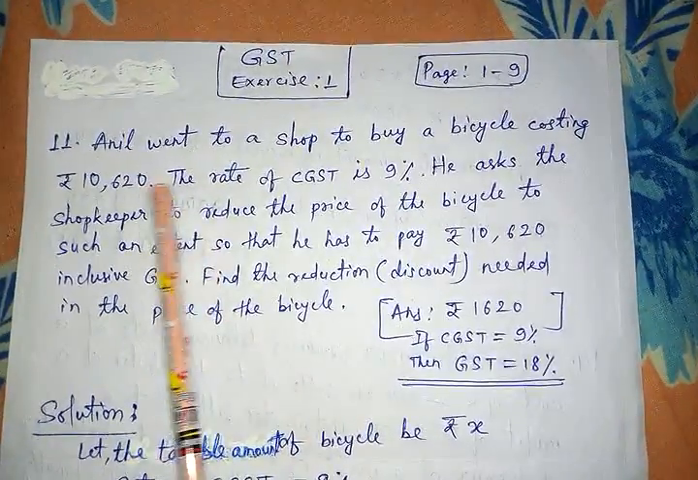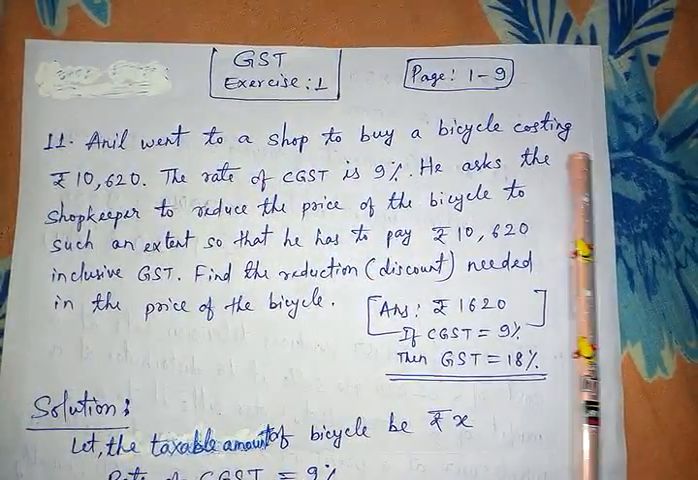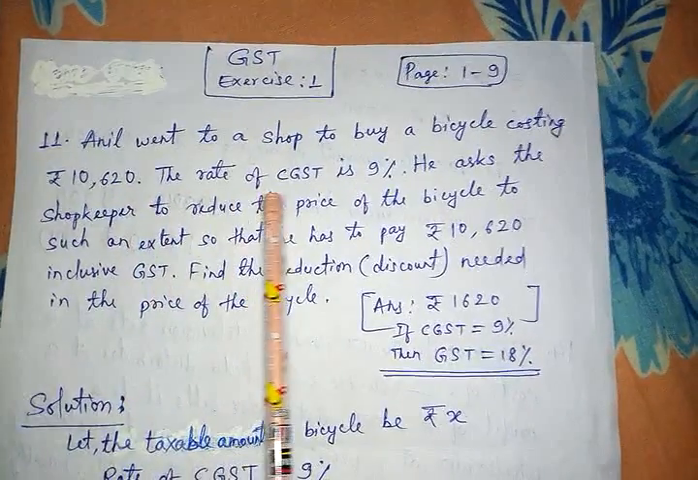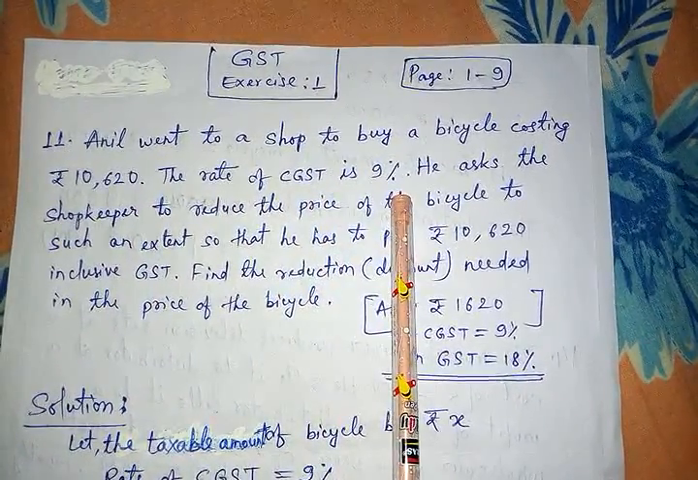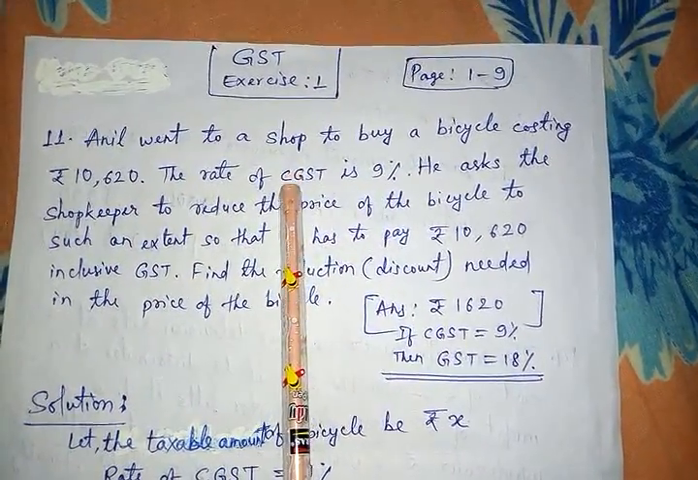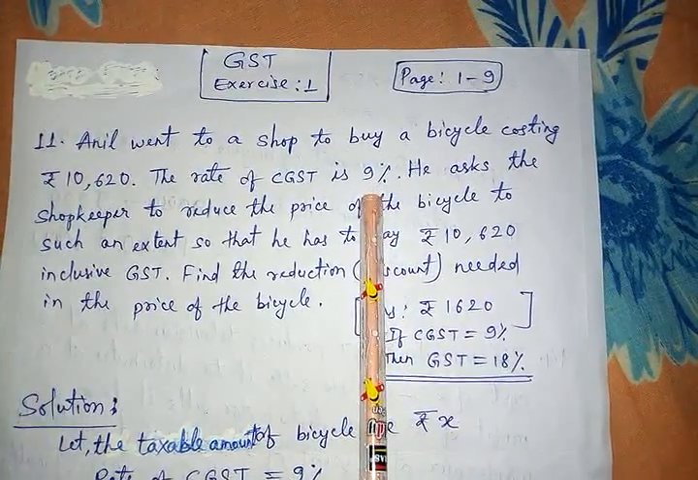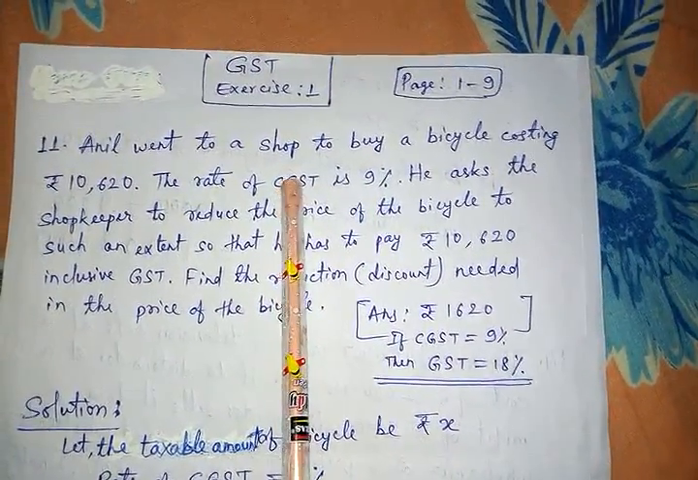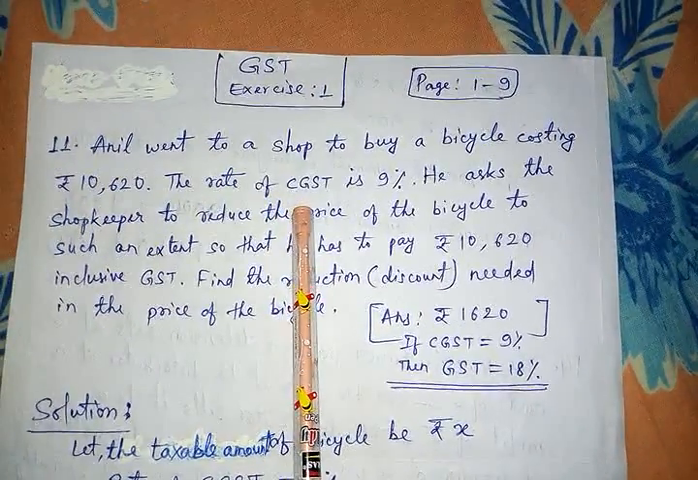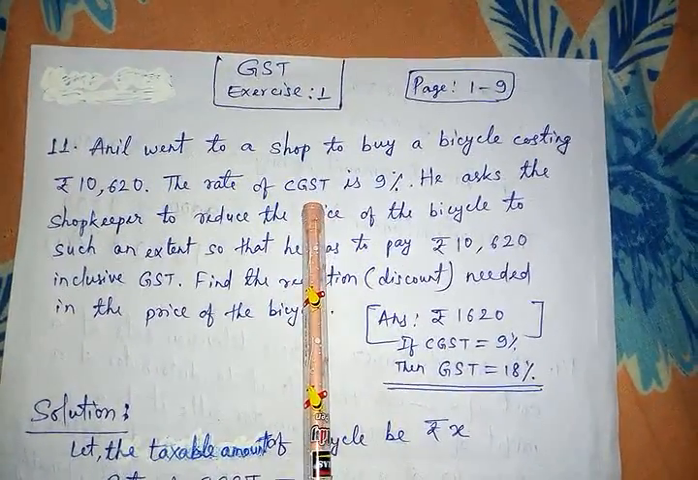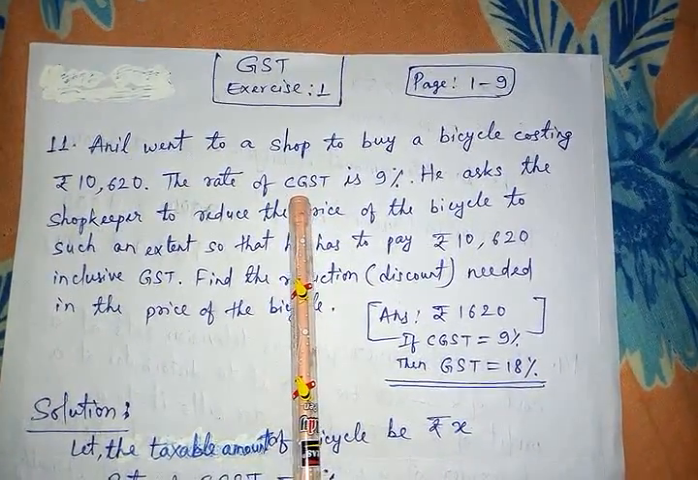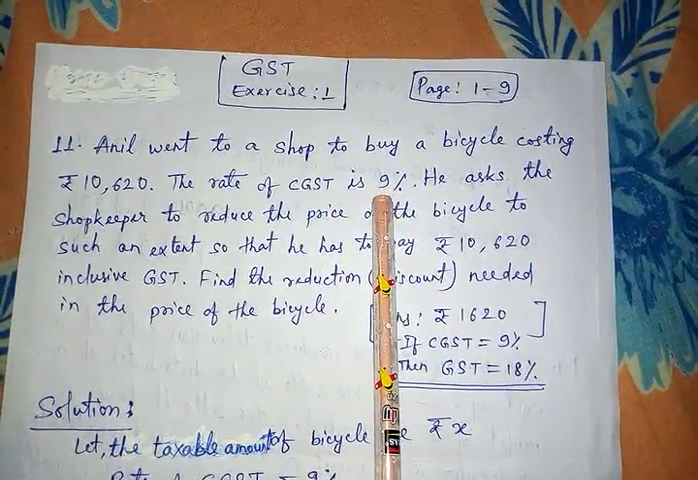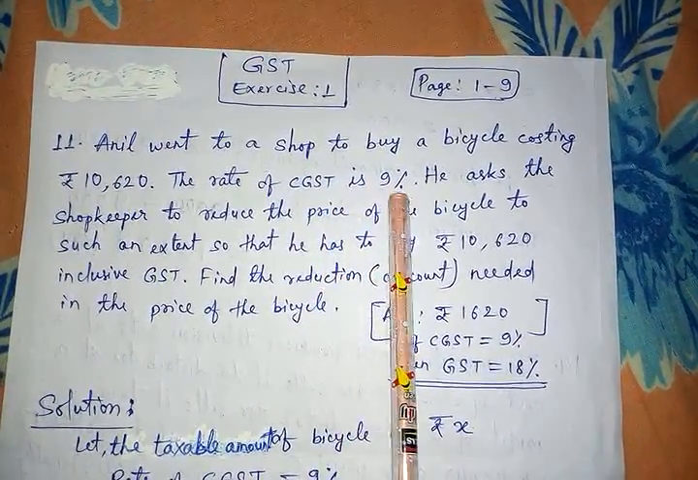Next question, Anil went to a shop to buy a bicycle costing rupees 10,620. The rate of CGST is 9%. Let me remind you, if CGST is 9%, then overall GST will be 18%. Why? Because CGST is half of the overall GST, because the overall GST is divided among the central government and state government equally. So we can say now GST will be 18% because CGST is 9%.